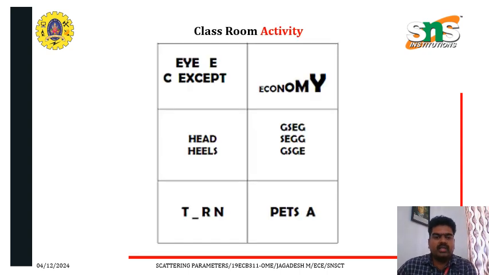So let's have some classroom activity. That is a reverse puzzle. Based on the word and sentence given in this diagram, in this picture, you have to find the appropriate word hidden in this message. We have already grouped the people into several teams. So discuss with your team members and find out the answer for this one.